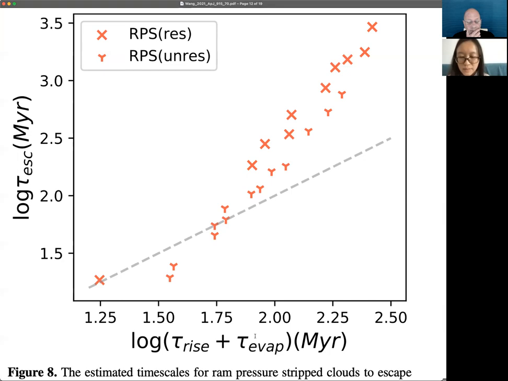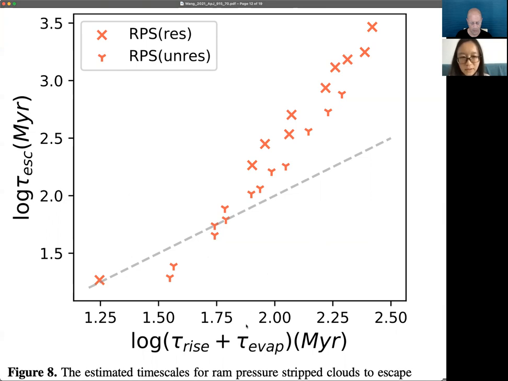So the stripping time scale is estimated as the time the cloud needs to rise a distance above the disk and the time needed for the cloud to be evaporated within the hot intracluster medium. Because in clusters the temperature, 10^6 K, is very high, the evaporation time scale is much shorter than the time scale a galaxy needs to travel the distance of rising above the disk.